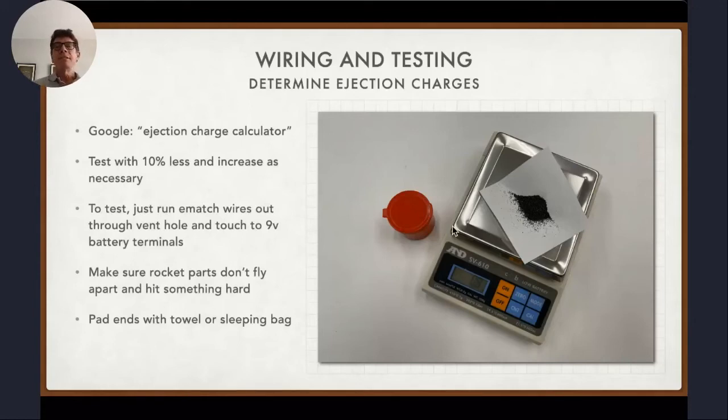So to test, you don't need to prep the whole thing. All you really need to do is run the eMatch out and just touch its ends with a 9-volt battery. So testing shouldn't be that hard. Again, some of the videos that are linked at the end show this in progress, so it's probably easier than a slideshow. And another thing I've noticed, usually you're doing this after your parts are freshly painted. So just keep in mind that the nose cone and the airframe are probably going to fly apart. So maybe put them in a sleeping bag or something to protect the finish, since you probably just got done painting them.